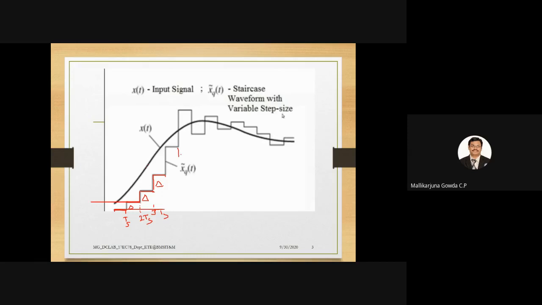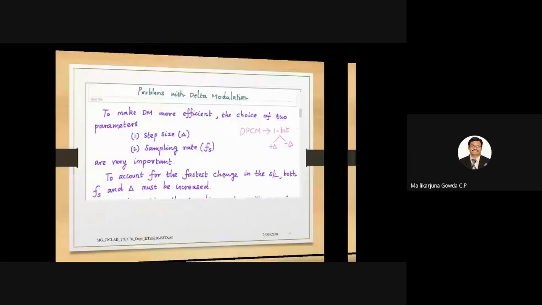Let me drop this diagram. I will take up another one. The step size delta should be fixed. I think I have taken the wrong figure. I will show where delta is constant, because I am not varying the value of delta. Here I have shown more, and here also it is shown more. It is not like that. So it keeps increasing, and whenever x hat of nTs is more than the analog input signal, then it will be decremented by delta. So that is the process of converting this original analog signal into a digital one. Fine, I will go to that diagram.